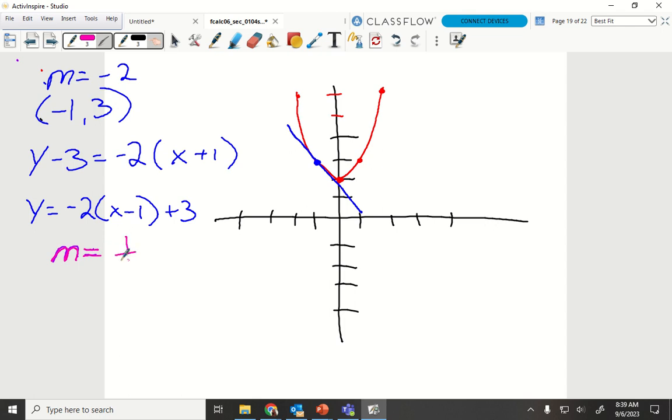Positive 1/2, very good. Where did we get that from? Because it has to be perpendicular, which is the opposite reciprocal. The tangent's slope started as negative, so it has to be positive. This is 2/1 technically, and flip that over to make the reciprocal, so it's now positive 1/2. What point am I going to use? The same point, because it's perpendicular to this one, so my point is (-1, 3).